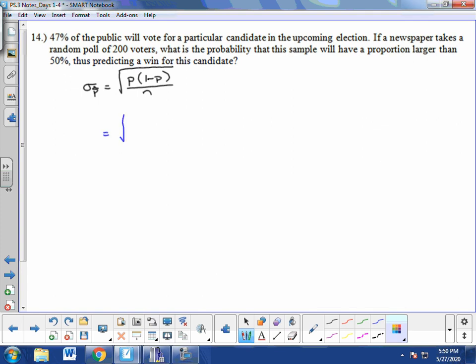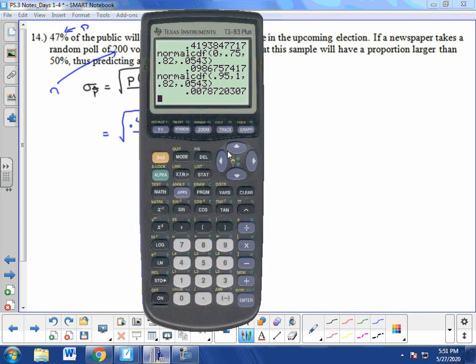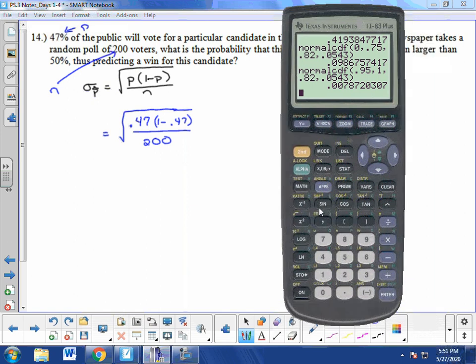So our population portion that we know to be true is 47% of the public will vote in favor of the candidate. So that is our p value here. This is p, not p hat, just p. So 0.47, and then in parentheses we'd have 1 minus 0.47. And then we would divide by n, which is the number of people that we are polling. Here would be 200. So if I want to find the standard deviation for my population portion, my sample, I'm going to have 0.47 times 1 minus 0.47 divided by 200.